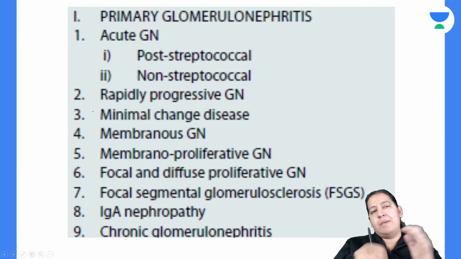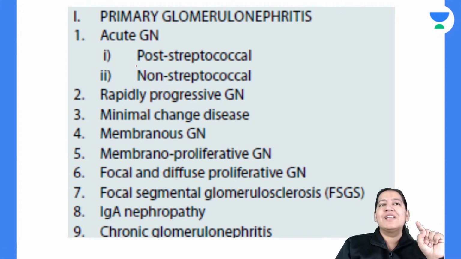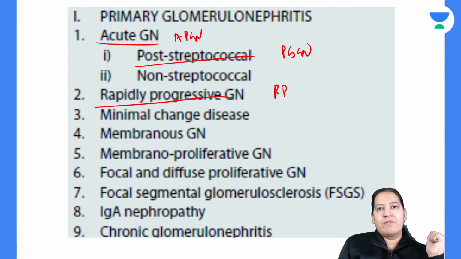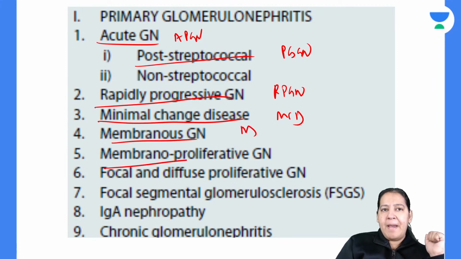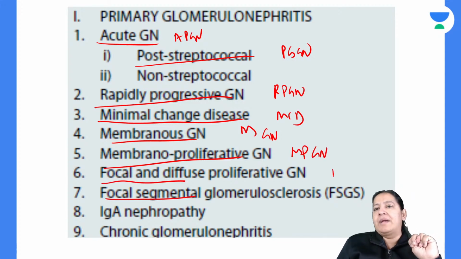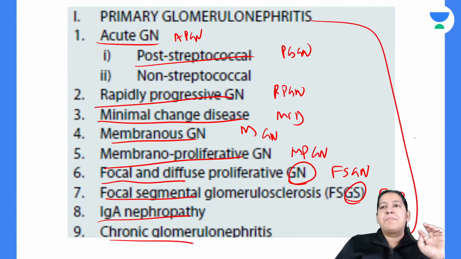Do you have any doubt? The 9 names are in front of you, so please learn them by their nicknames. The first is post-streptococcal or acute proliferative glomerulonephritis, one and the same thing. Second is rapidly progressive glomerulonephritis. Then minimal change disease. Then membranous and membranoproliferative glomerulonephritis come together. Then the next two come together: focal segmental glomerulonephritis and focal segmental glomerulosclerosis. Then IgA nephropathy or Berger's disease, and chronic. So these are the 9 primary glomerulonephritis.